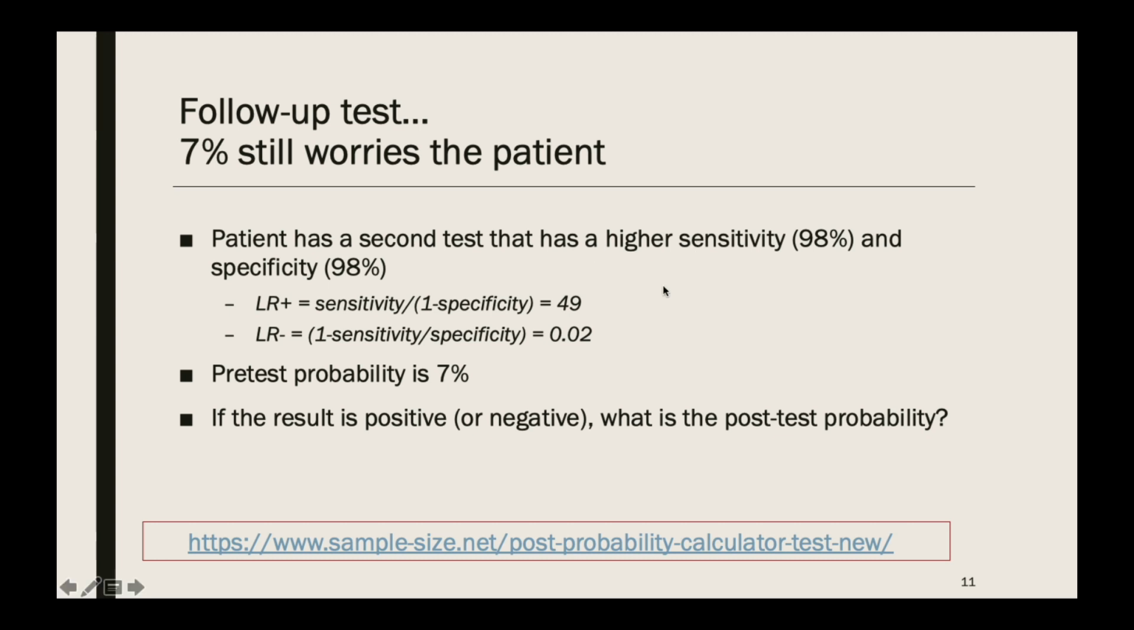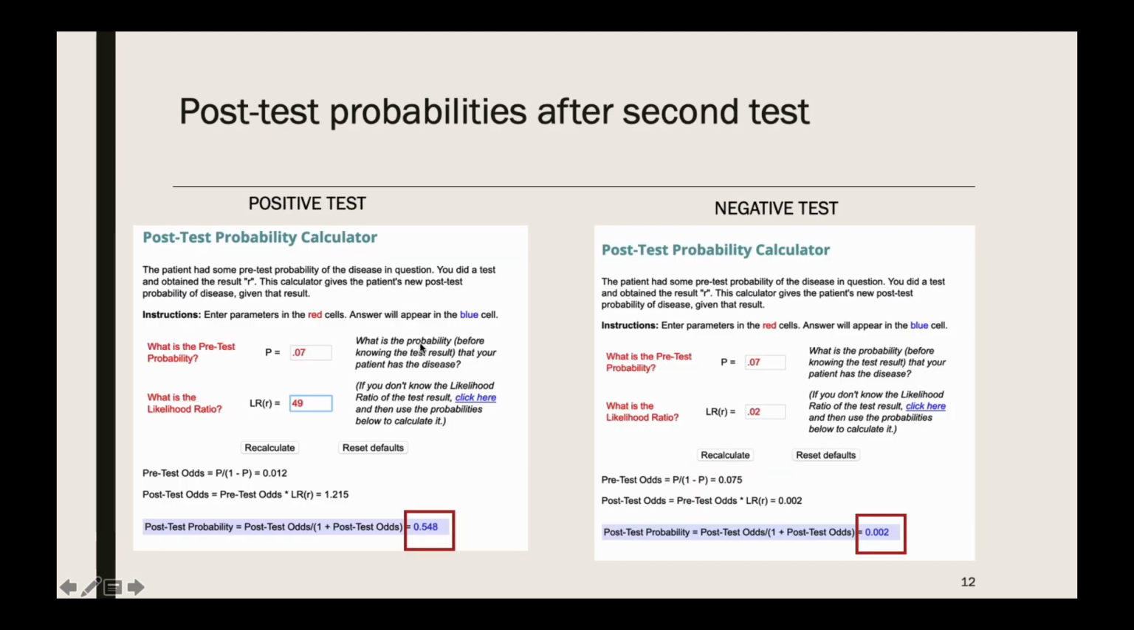And let's ask, what are the post-test probabilities if we use a second test with a much higher sensitivity and specificity, 98% for both? We calculate the likelihood ratios of 49 for a positive test and 0.02 for a negative test. And now the pretest probability is not the prevalence, obviously. It's 7% because that's based on the prior test. And we ask, what are the post-test probabilities? We use the calculator that I've just shown you, and we get the following output.